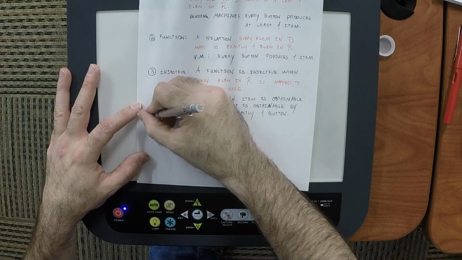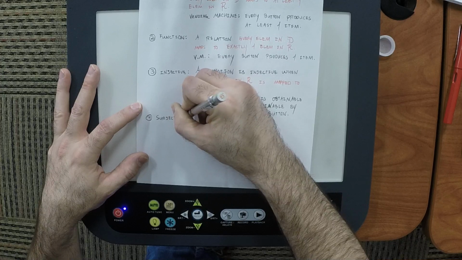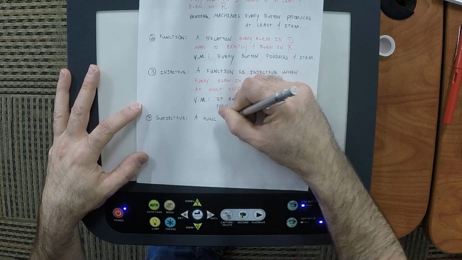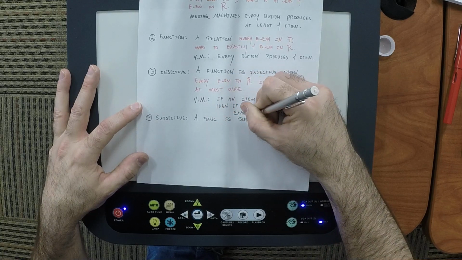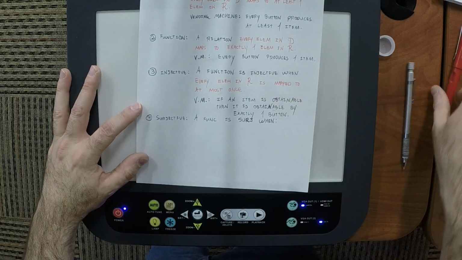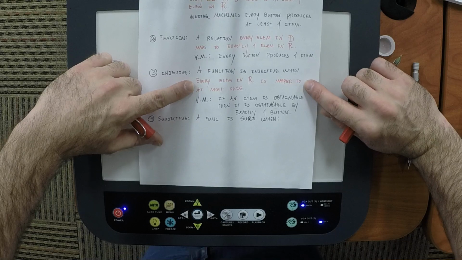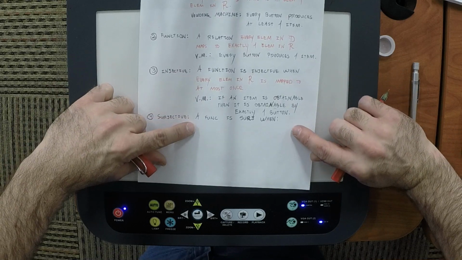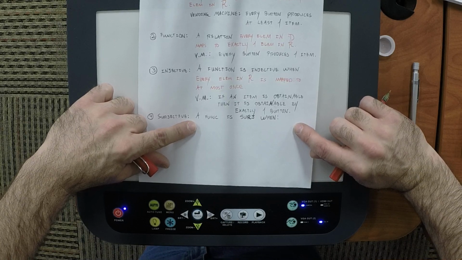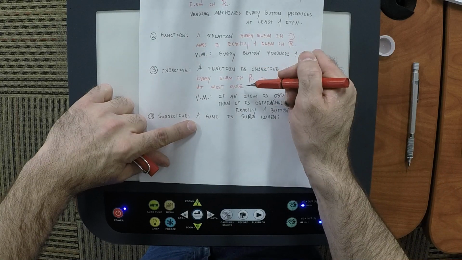Four, surjective. A function is surjective when, okay, so the constraint that we wrote up here for injective was every element in the range is mapped to at most once. So I'm going to write another constraint in red here, but it's different. What was the constraint here? At most once.